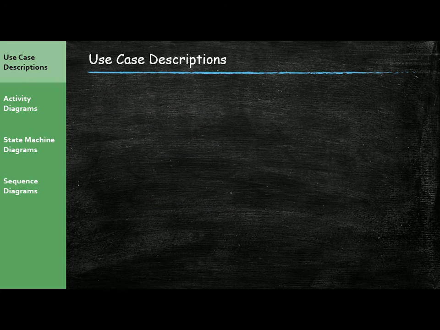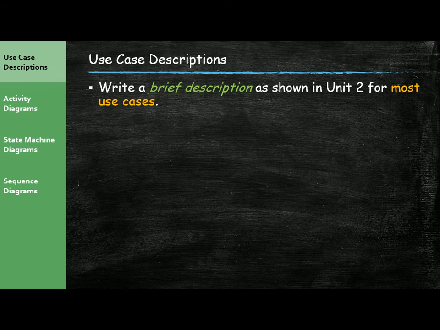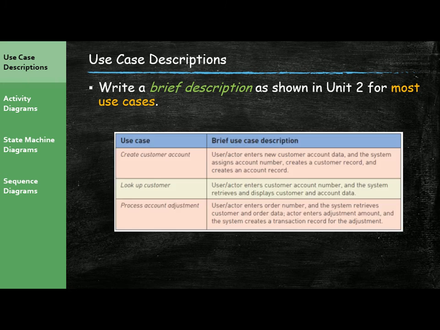We've already talked about use case descriptions, which in Unit 2 we talked about the brief description, which you would normally provide for almost all of your use cases. You would give some kind of brief description as to what it is, and you might have some basic language in there that talks about the activities in order to complete that use case. So here's an example: create customer account would be the use case, and your brief description could be the user or actor enters new customer account data, the system assigns an account number, creates a customer record, and creates an account record. So that could be just a basic use case description.